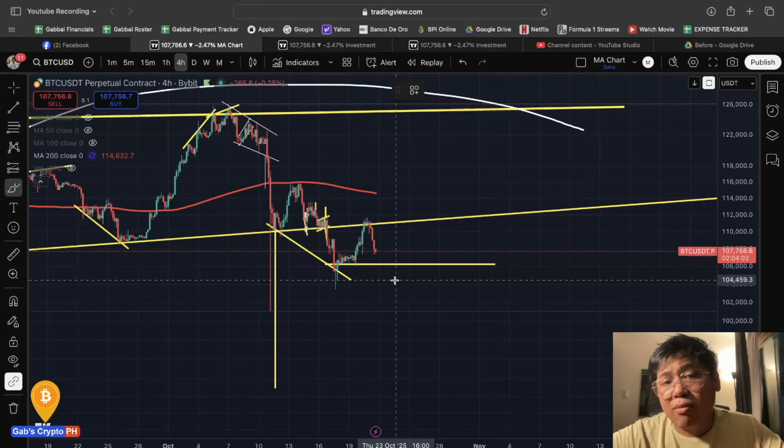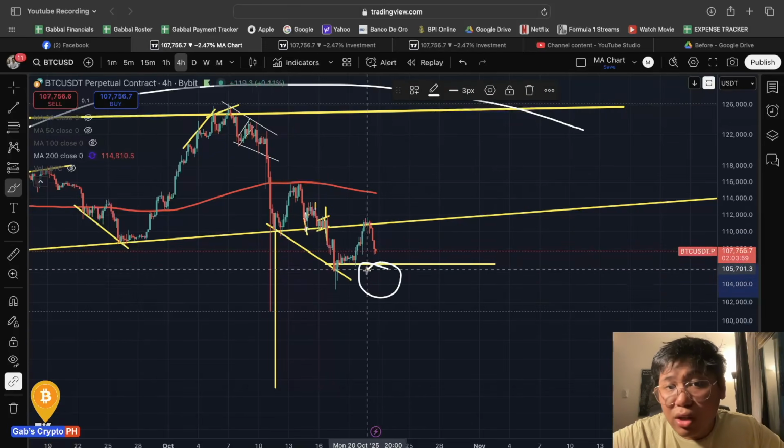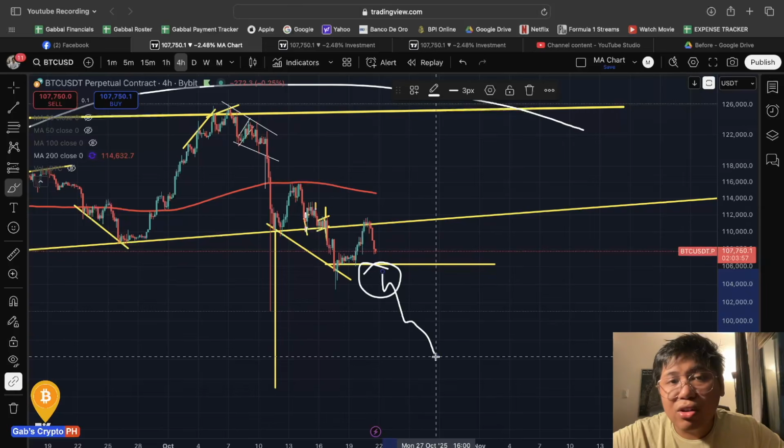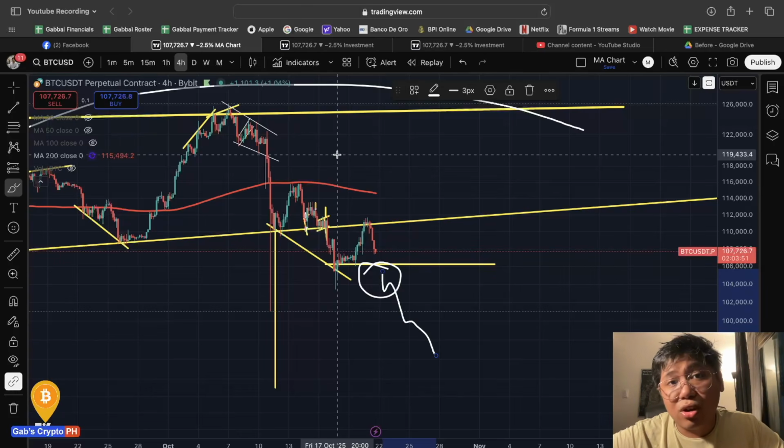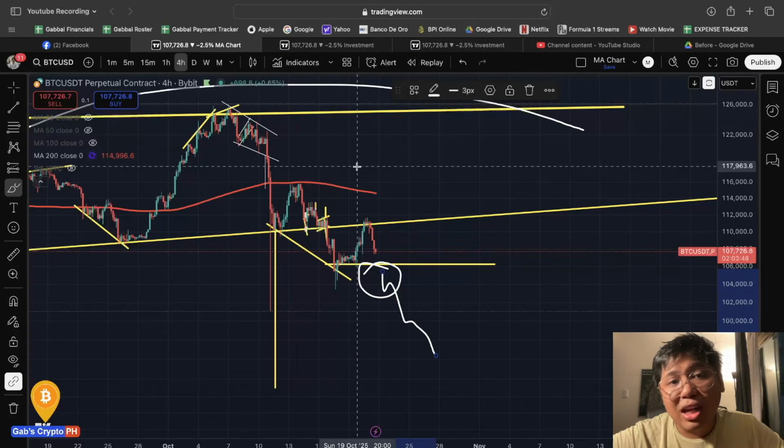And as I mentioned, we are going to add more money if we see a breakdown here from this 106,000 US dollar target area. So right now, that is what we are currently monitoring with the Bitcoin price action for the time being.